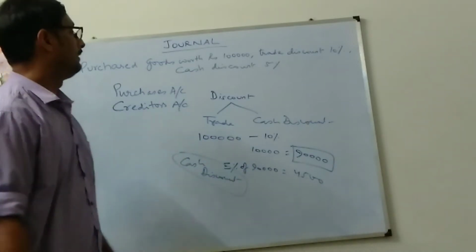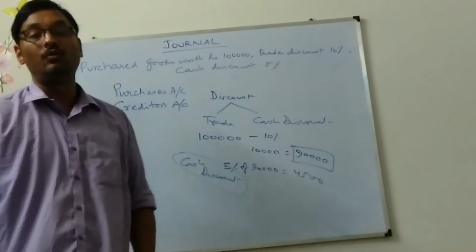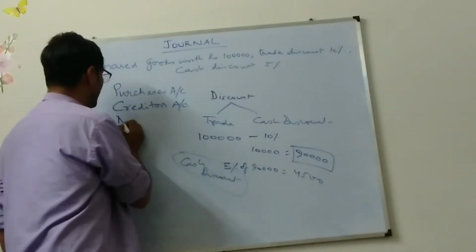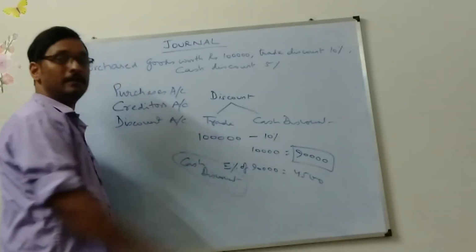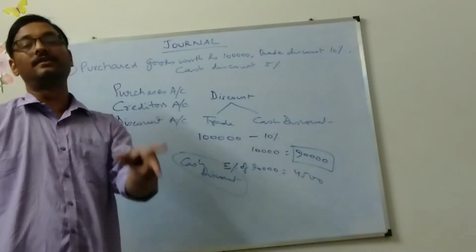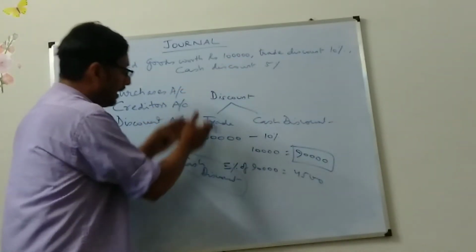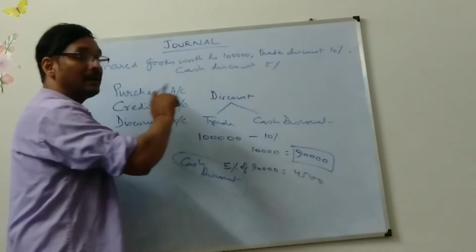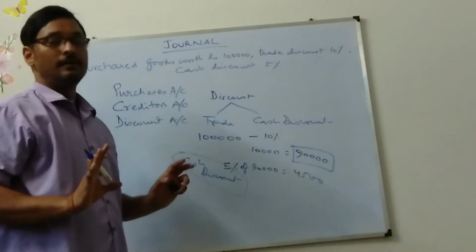So creditors. And the third thing is what? You are getting discount. That person is giving discount to you. So you don't need to write cash discount. It is understood. When you are writing discount, that means it is cash discount, because trade discount does not appear in the journal at all. So you don't need to segregate into trade and cash discount. Have you understood up to this?